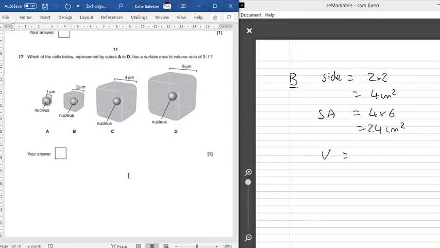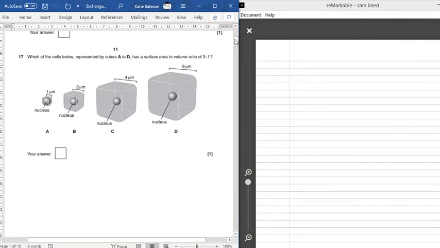Volume is whatever the length or width is, whatever that number is, cubed. So in this case, it's 2 to the power of 3. 2 times 2 times 2, which is the same as 8 centimeters cubed. In terms of a ratio, it must be surface area to volume, which means it must be 24 to 8. How do I get both sides the same? Divide both sides by 8, and that would give me a ratio of 3 to 1. That's why I know B has a ratio of 3 to 1.